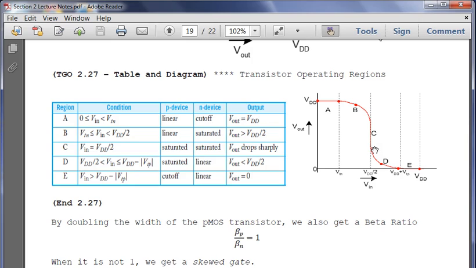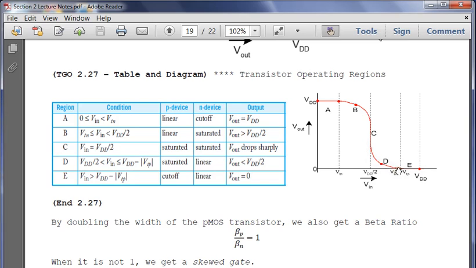So region D is what happens when we have supply voltage VDD over 2 less than Vin less than or equal to supply voltage minus the absolute value of the PMOS threshold voltage. We have now put the PMOS device in saturation, and our NMOS device is linear for region D, and so our output is going to be less than or equal to VDD over 2, as you can see.